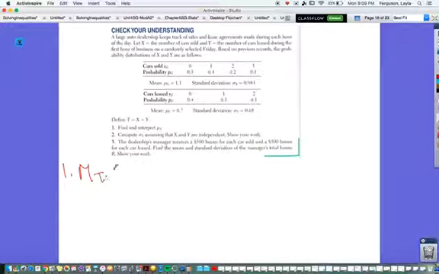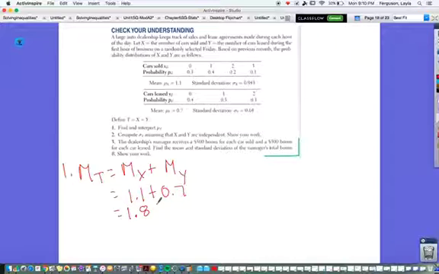So for number one, if we're finding the mean of T, we would need to find the mean of X and add it to the mean of Y. So the mean of X we know is 1.1. It told us so here. And the mean of Y is 0.7. It told us so here. So I would just add those together, and I would get 1.8. When it asks us to interpret that, on average, this dealership sells or leases 1.8 cars in the first hour of business on Fridays.